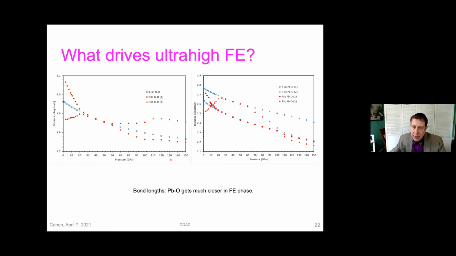So these are bond lengths in angstroms. Though it's spelled wrong, but anyway, sorry. Anyway, so it's a huge effect. It's like 0.1 angstrom.